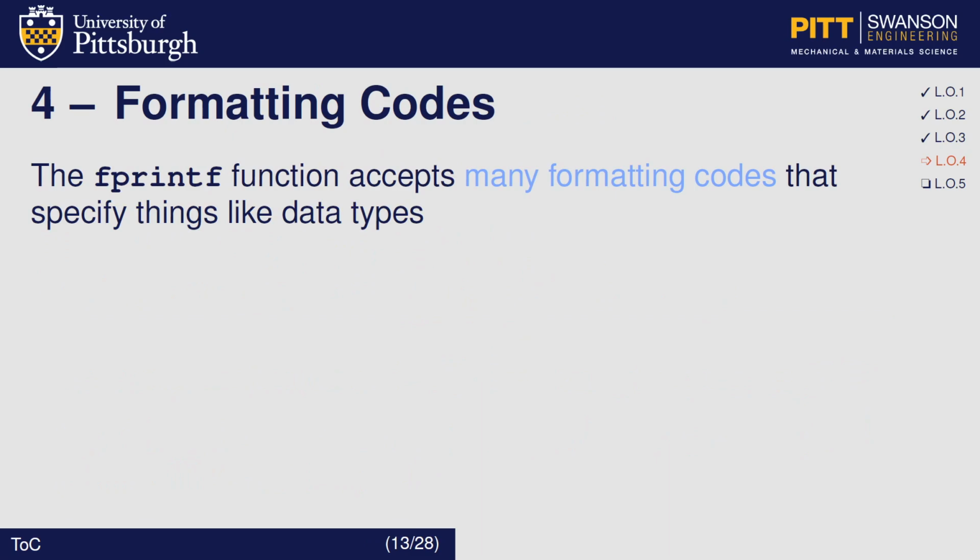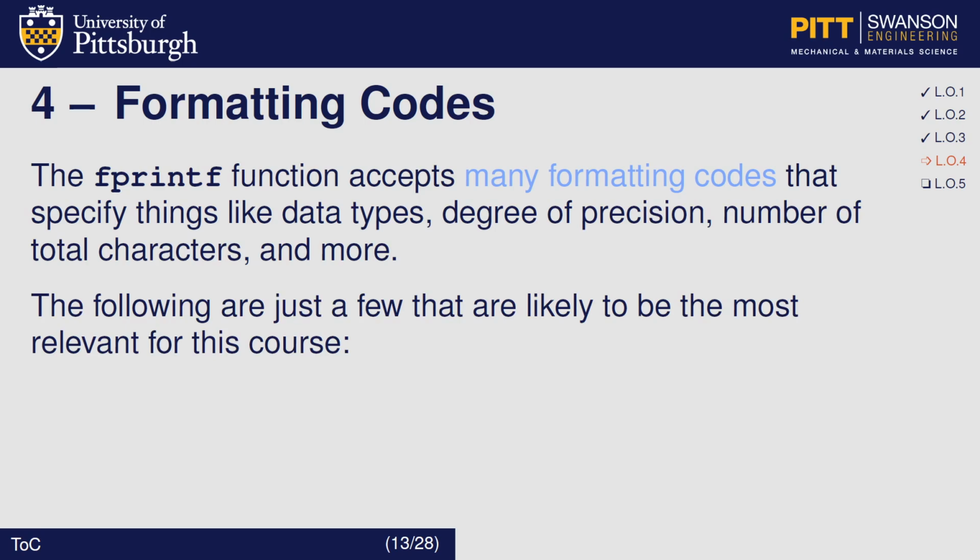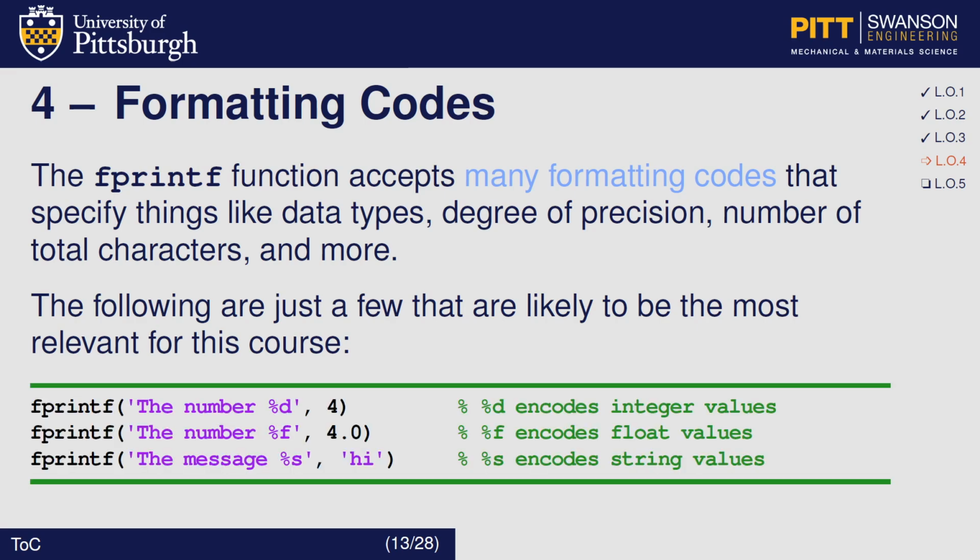There are many different formatting codes that specify things like data types, the degree of precision, the number of total characters, and more. The following examples are just a few conversion characters that are likely to be the most relevant for this course. The first print command uses a %d to specify encoding an integer. The second print command uses a %f to specify encoding a floating point value, and the third command uses %s to specify encoding a string input.